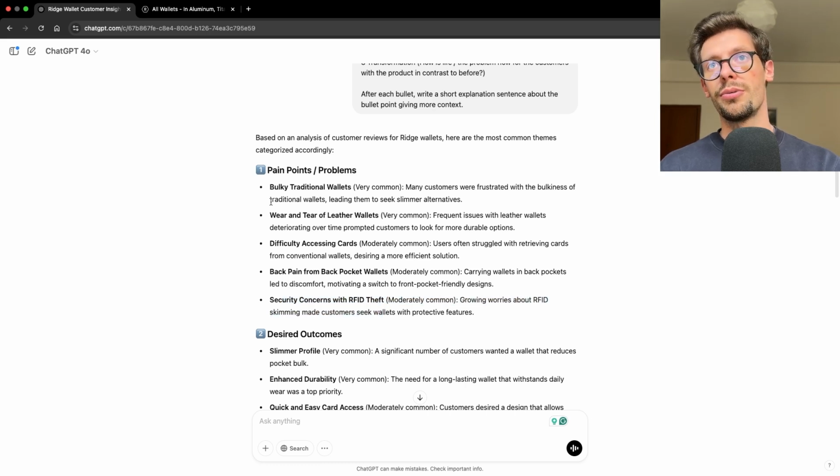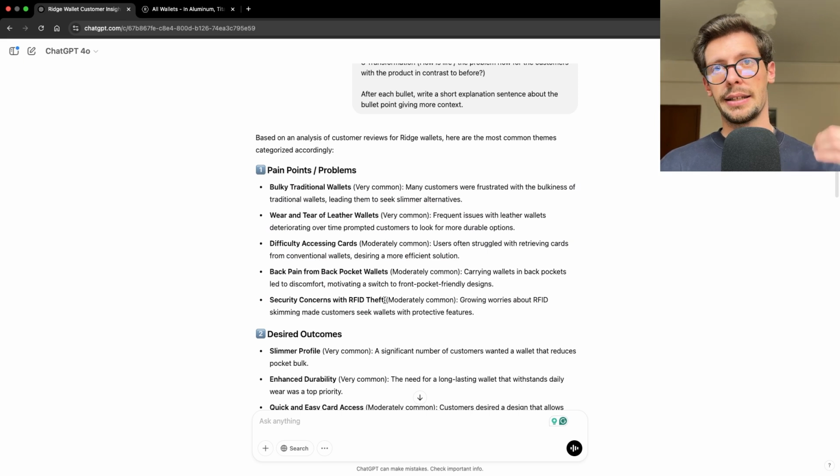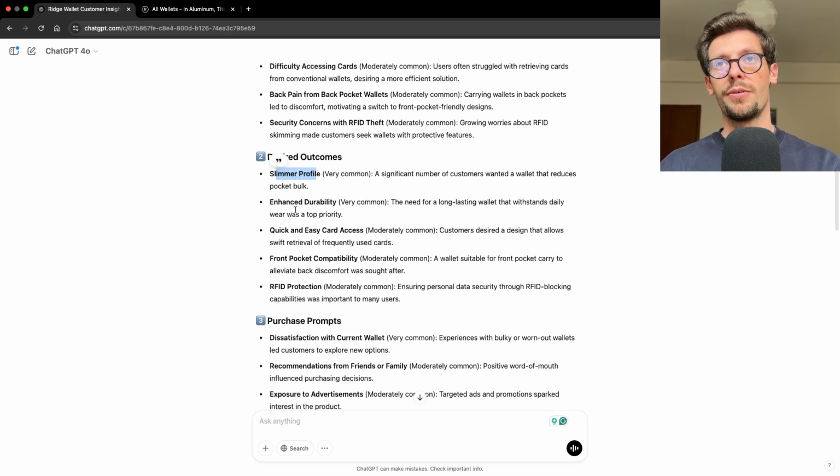So here you have already multiple angles, multiple pain points that you can address in your ads, and for each one you can do really so many ads. So regardless of whether AI or your creative strategist writes the script, this is already so much that you can work with. Then desired outcomes, slimmer profile, enhanced durability. And then the other ones are less common, but again, those are angles that you can go into after you have milked out these.